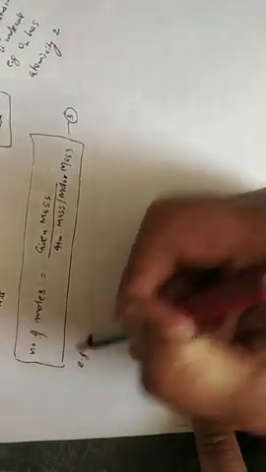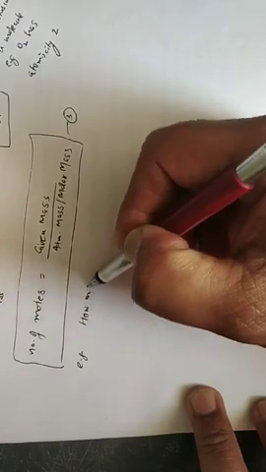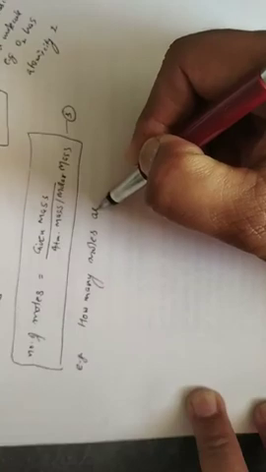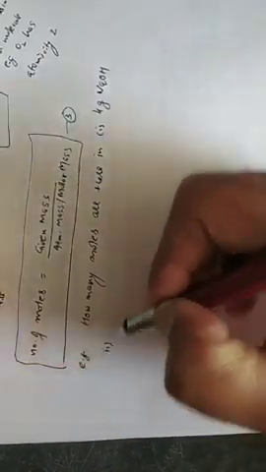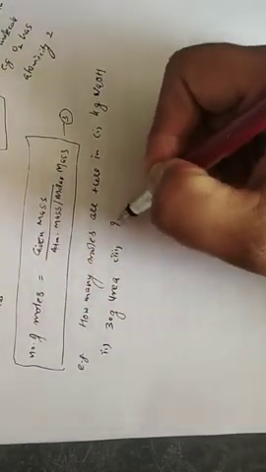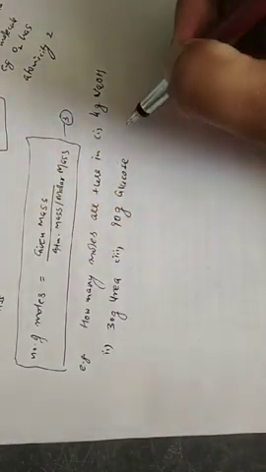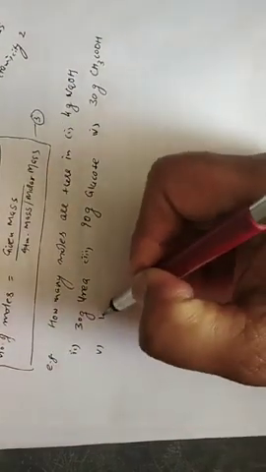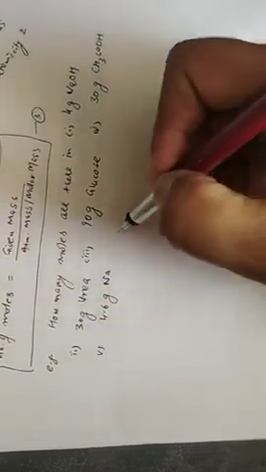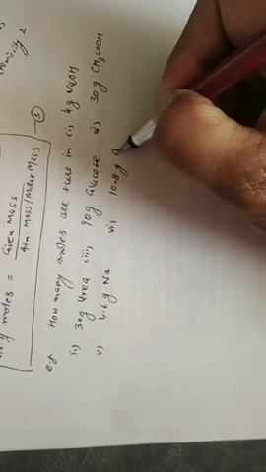Let's do some examples. How many moles are there in number 1, 4 gram NaOH, number 2, 30 gram urea, number 3, 90 gram glucose, number 4, 30 gram acetic acid, number 5, 4.6 gram sodium, number 6, 10.8 gram silver.